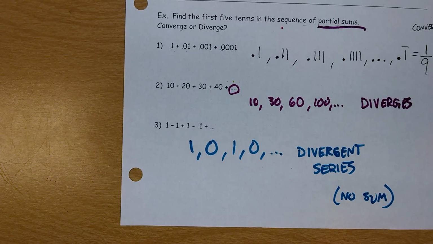Okay, so, basic series using summation or sigma notation. Make sure you're comfortable with putting those in your calculator using either the sigma notation or the sum sequence command. Make sure that you can list partial sums and you can tell whether a series converges or diverges.